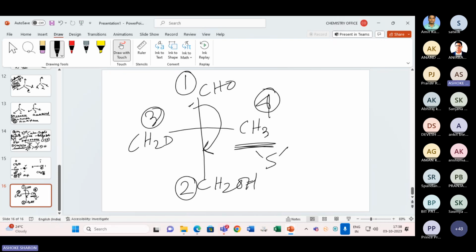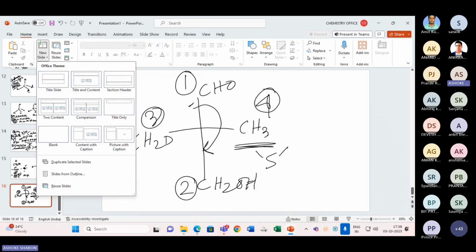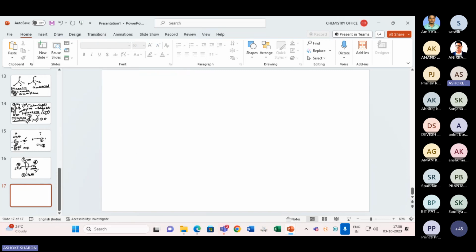Clear? So this is very important for any kind of structural analysis of any molecule. Okay, so there is another important structure. I have explained all the examples with only one particular center. So there is another possibility if more than one center is there. Let's talk about some interesting examples.